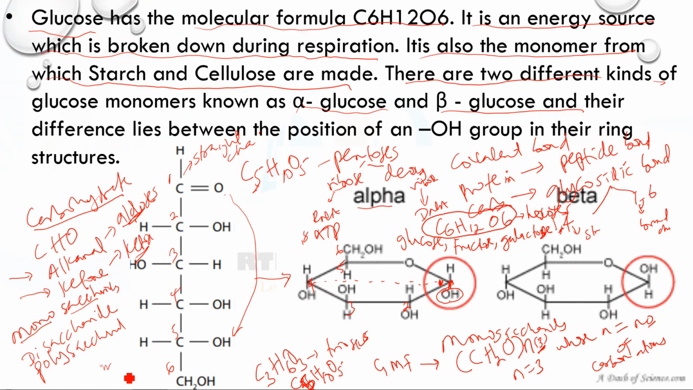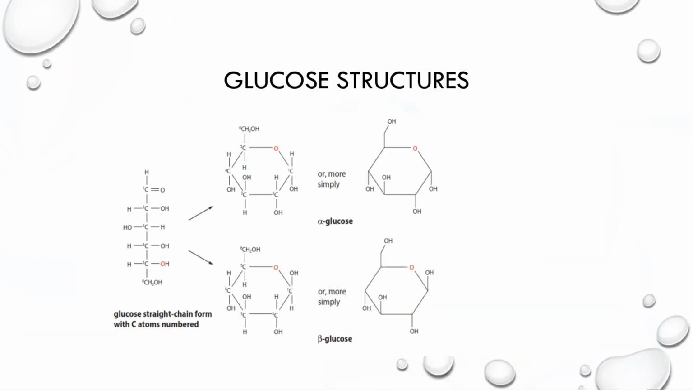But if you check this, this is still 1, 2, 3, 4, 5, 6. The OH attached to the first carbon atom here is above the plane structure. We call it beta glucose. So this is alpha glucose, and that's beta glucose. Very, very important, guys. All right, let's go to the next slide.